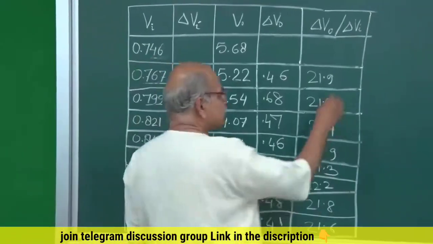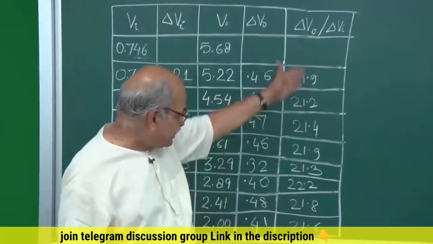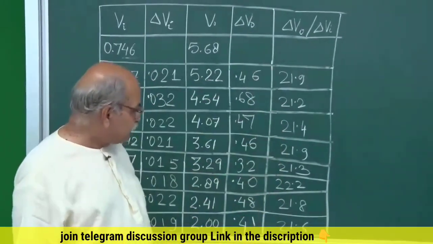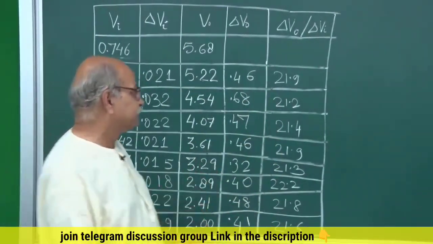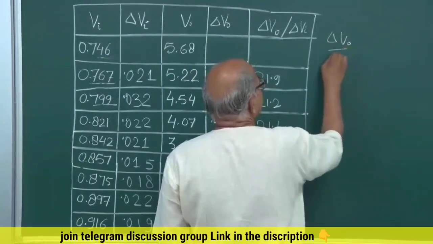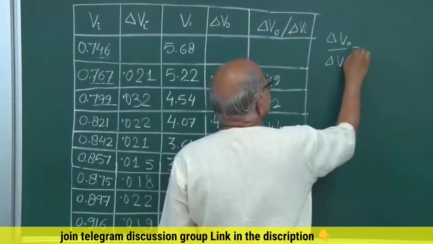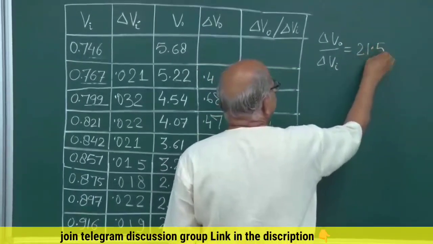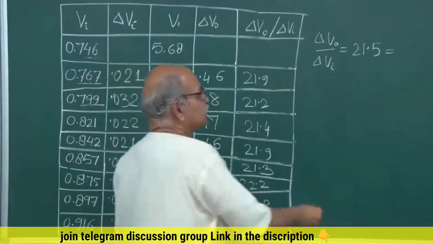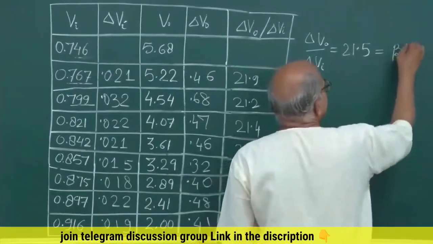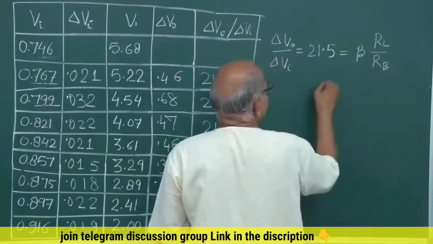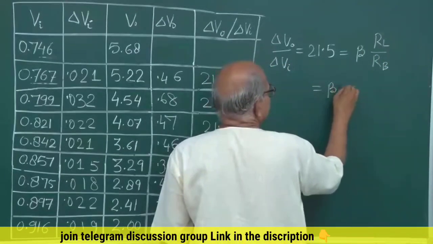So here the voltage gain is, let us take some average. I will not calculate the average. Somewhere around, let's say, 21.5. So this is delta VO over delta VI, let us take 21.5, and this is equal to, remember we are taking magnitudes, beta times RL over RB.